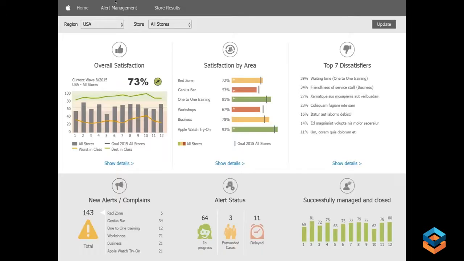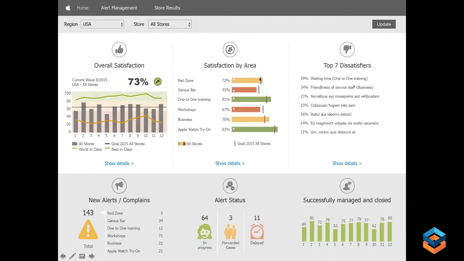One more client that's not a client. Again, Apple is not a client, and this is not their data, but you can look at this and you can see this is Apple. This is that same example from before, but I see my overall satisfaction. I see the trends and what's going on. I see how I'm performing in my stores, and start to get a good understanding of what's going on in the different areas at the Apple store, from the red zone all the way through to the Apple Watch try-on area. And again, these vertical lines are showing how they're performing versus their goals. Maybe pull in some of the top dissatisfiers.